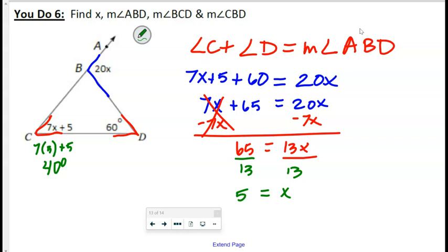And then out here, we're going to do 20 times 5, and that's going to be equal to 100 degrees, right? So we have one other angle to find, this one right here, right? That would be CBD. And to find CBD, we're going to do 180 minus the 100, because this is on the outside. See that straight line right there? So that's going to be equal to 80 degrees.